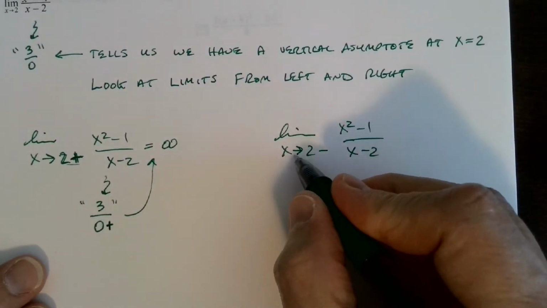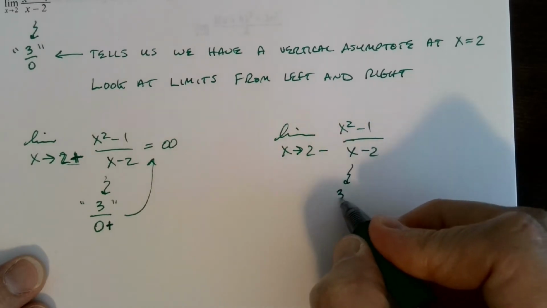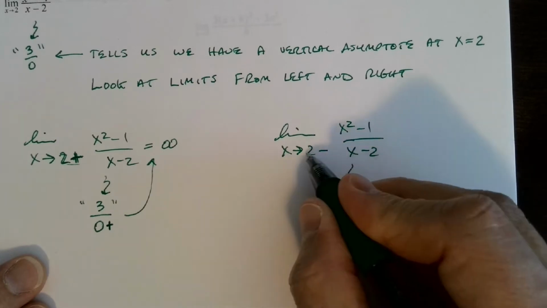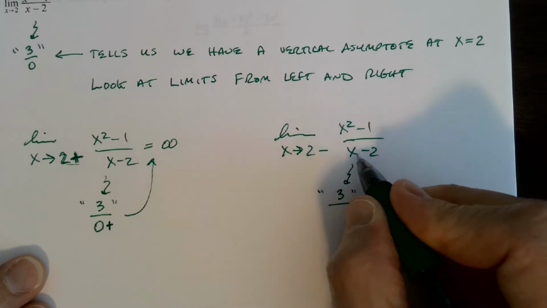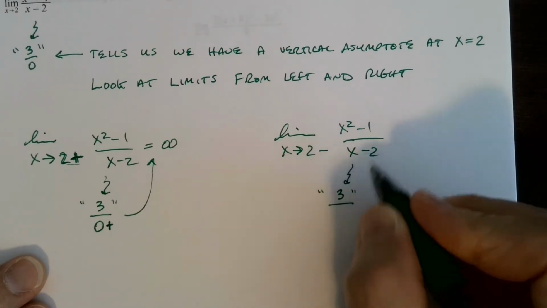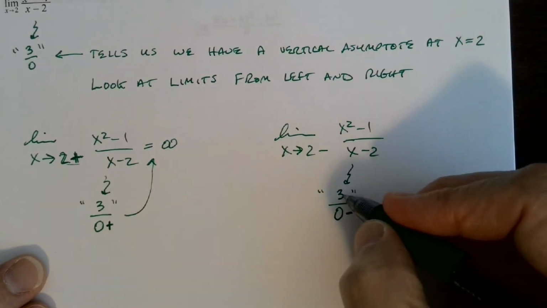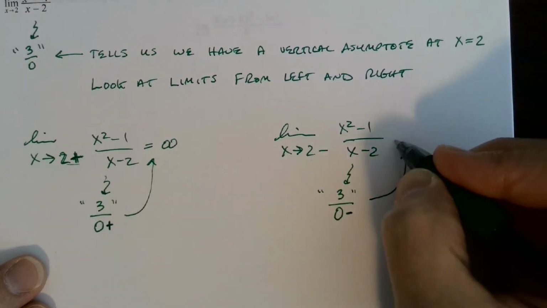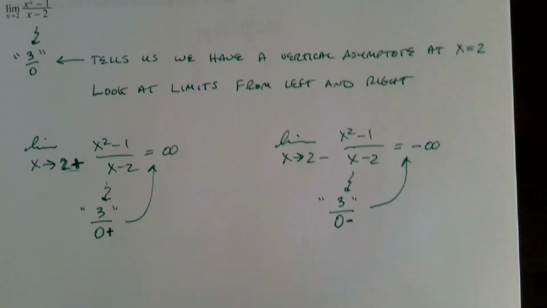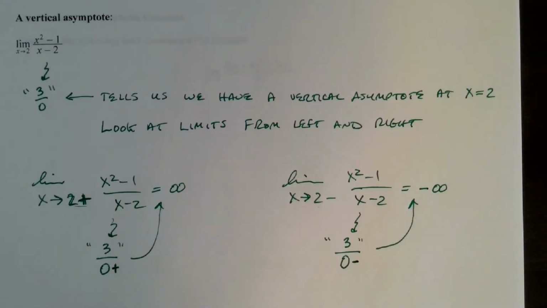Contrast that here, if x is approaching 2 from the negative side, right, then up top we're still approaching 3, but down below what's happening? We're approaching what? Less than 2. I'm plugging in like 1.9. That difference is negative 0.1. 1.99. That difference is negative. So we're approaching 0, but from the negative side. And a positive divided by a negative is what? Negative. And so this is going to be negative infinity.